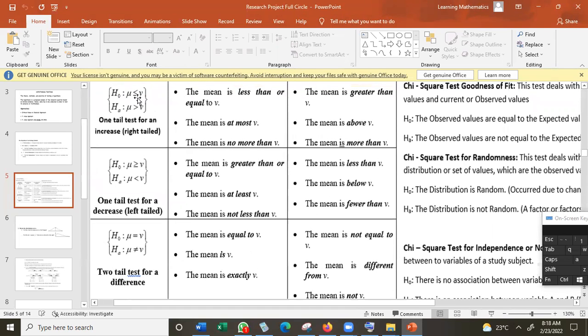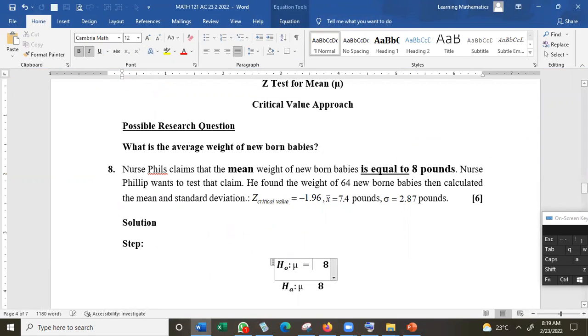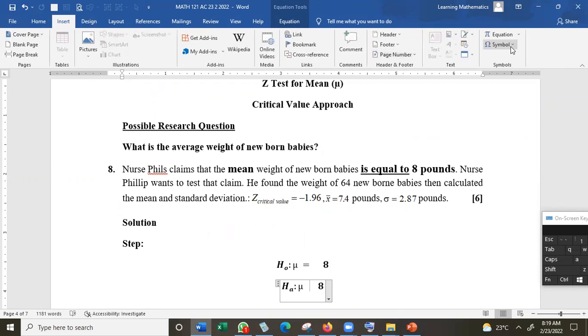If you notice, the H0 always has the equal sign. This one is less than or equal to, this one is greater than or equal to, and this one is equal to. And then the HA carries the not equal sign. So we have to put is equal to here and not equal to here, the opposite of is equal to. To get the not equal symbol, we go here.